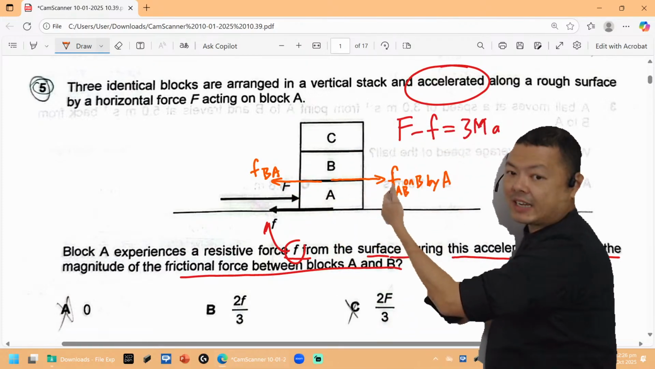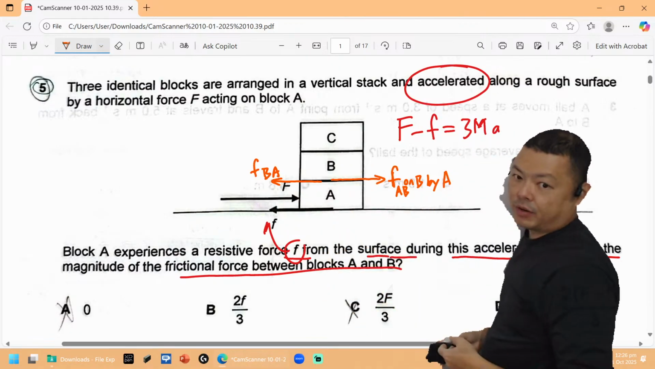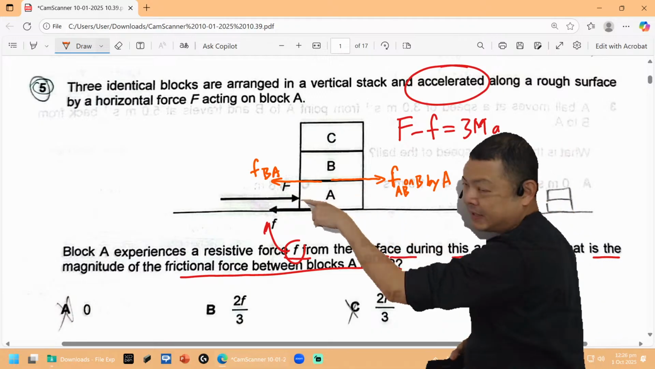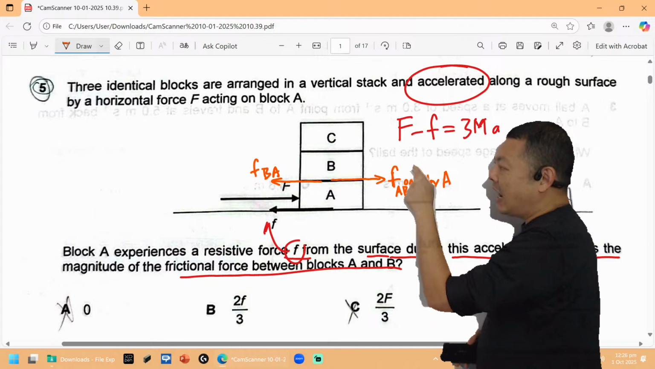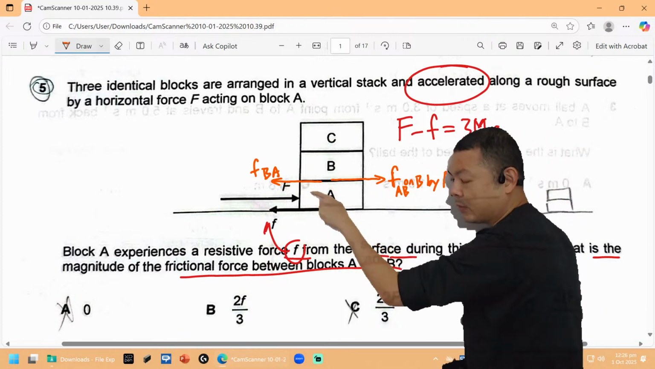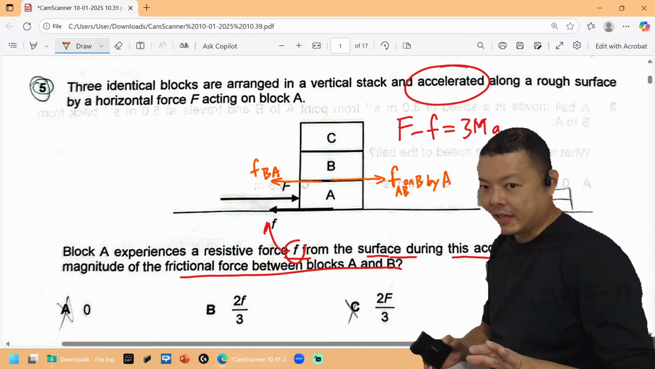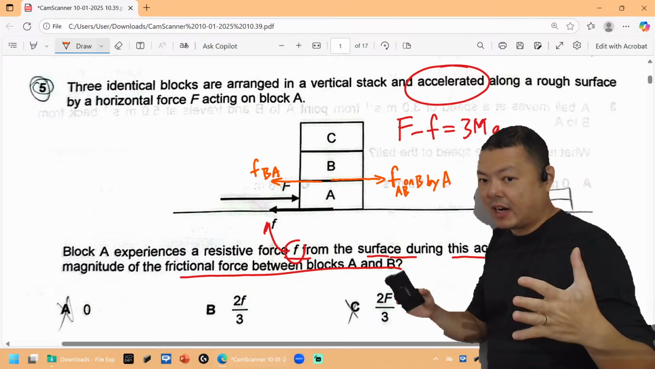Because if B is going to get a friction from A, then there will be a friction by B on A, and it's acting in the opposite direction. Hang on, so the question now is, how do we know that friction acting on B is pointing forwards and not pointing backwards? You know what I'm saying? Right. The simplest way to see this for yourself, okay?